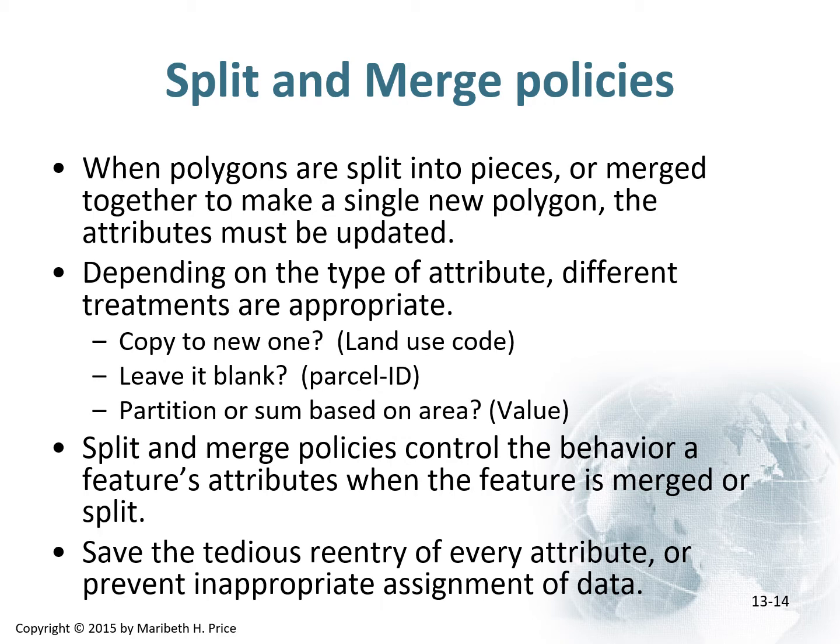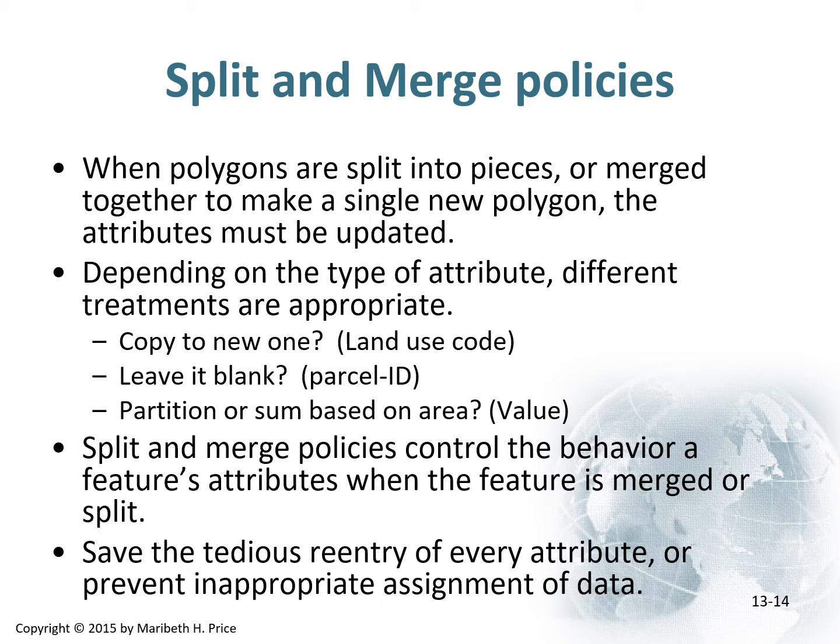So if you split a polygon and you've got a population value and you put 40% in one polygon and 60% in the other, you can simply divide the population numbers up 60-40. Split and merge policies control the behaviors of the feature's attributes when the feature is merged or split. If you assign these policies, it will dictate how it does these things.